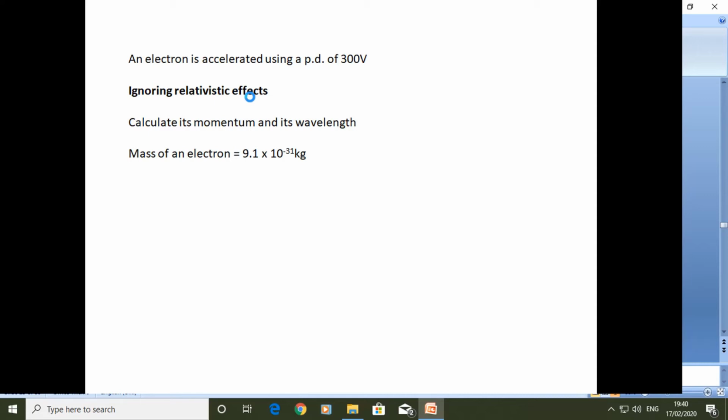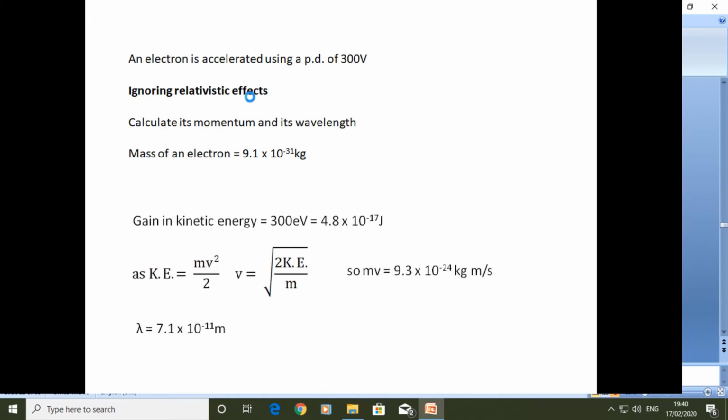A little bit tricky this. What we can do is work out the gain in kinetic energy in joules. Then, as kinetic energy is a half mv squared, you work out the velocity and then multiply by the mass of the electron and you get the momentum. And then if you know the momentum, using the de Broglie equation, you can get the wavelength. 7.1 times 10 to the minus 11 meters.